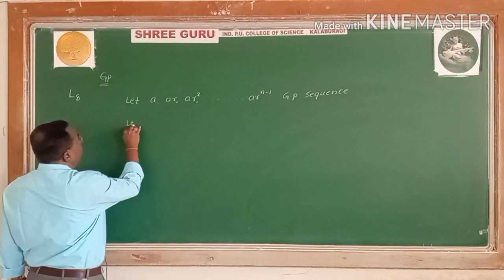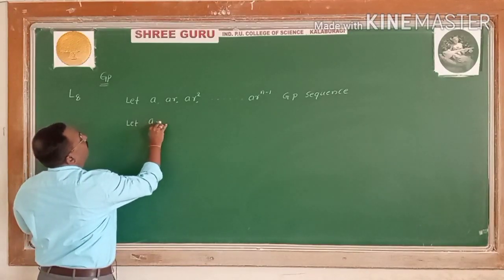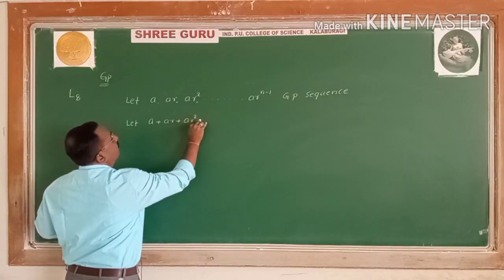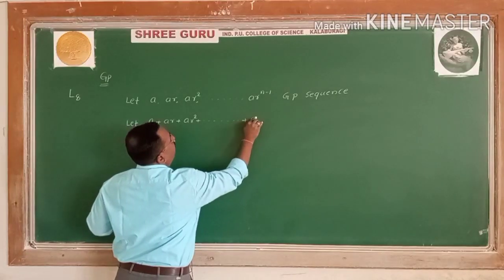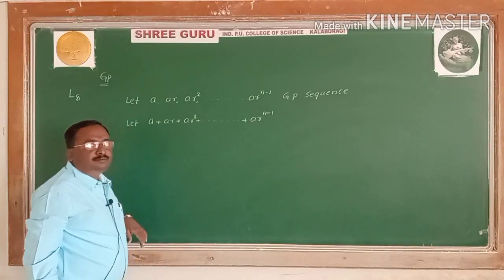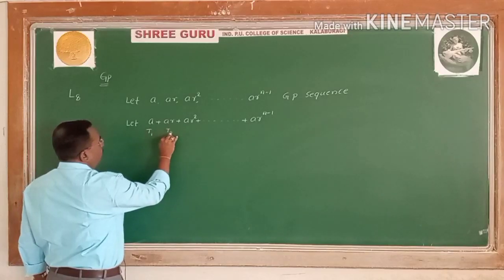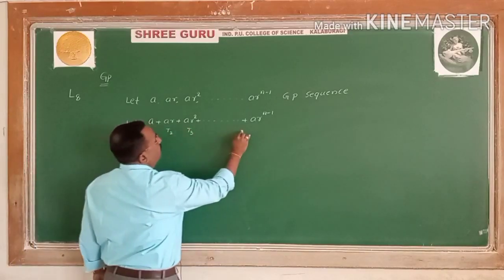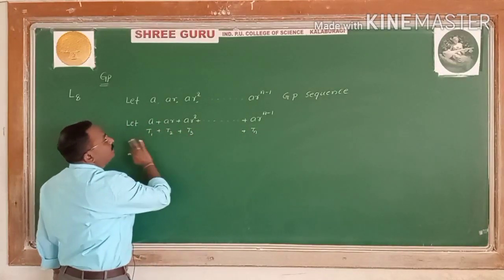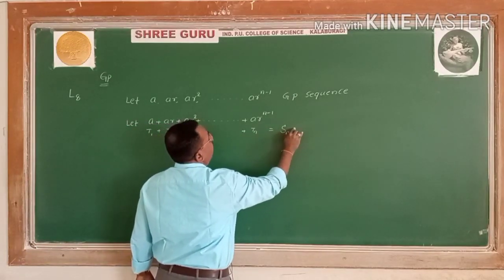Next, GP series. Series means the sum of terms of a sequence. A plus AR plus AR square plus up to so on plus A into r to the power n minus 1. Here this is T1, this is T2, this is T3, up to so on this is Tn. If the sum is there, the sum of Tn is equal to what? Sn.